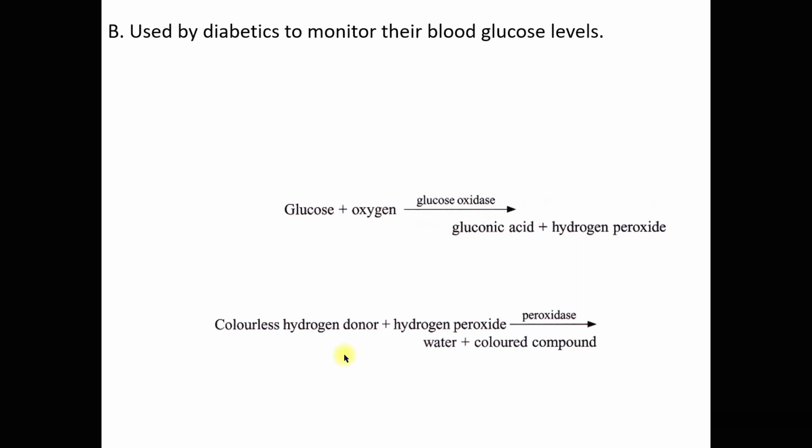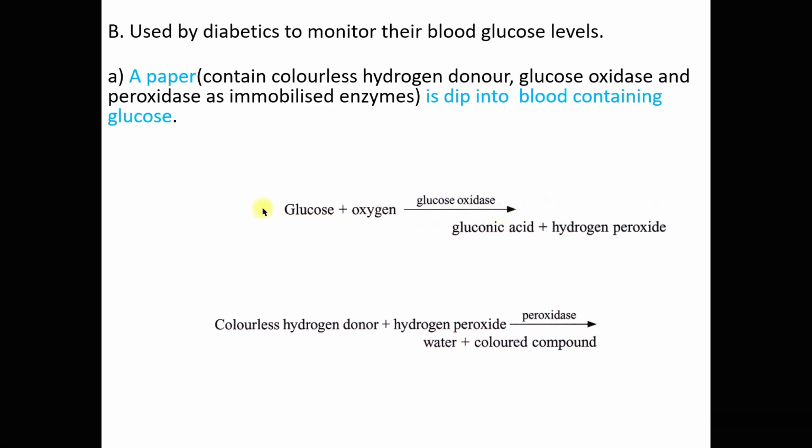Now a glucometer is another example of biosensor that is used by diabetics to monitor their blood glucose level. In a glucometer, what happens? A paper or the strip, the biosensor strip, is dipped into blood that contains the glucose, or blood that is suspected to have glucose.